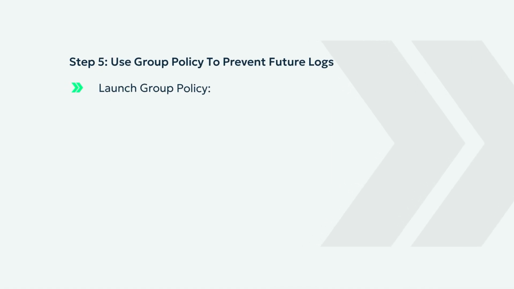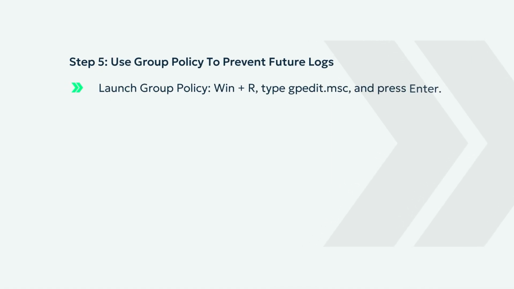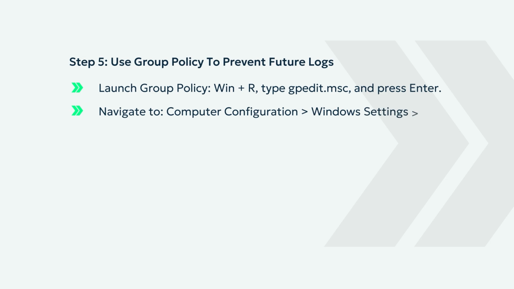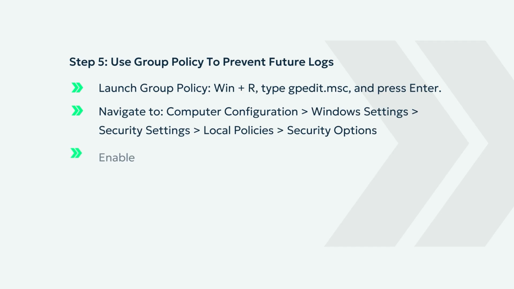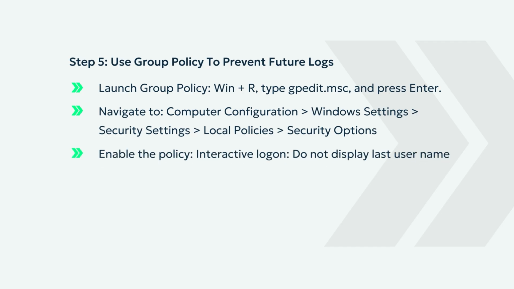Use Group Policy to prevent future logs. Launch the Group Policy Editor. Win+R, type gpedit.msc and press Enter. Navigate to Computer Configuration, Windows Settings, Security Settings, Local Policies, Security Options. Enable the policy Interactive Logon, Do Not Display Last Username.